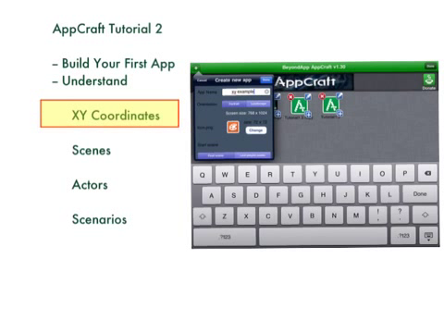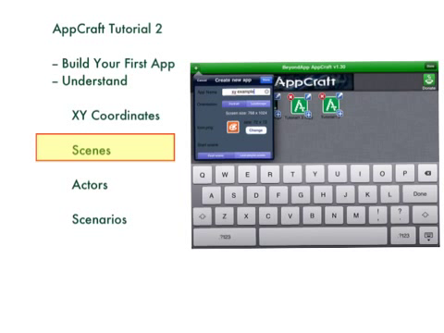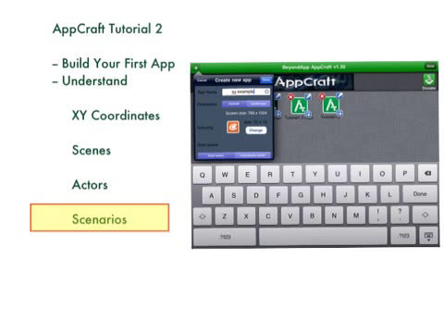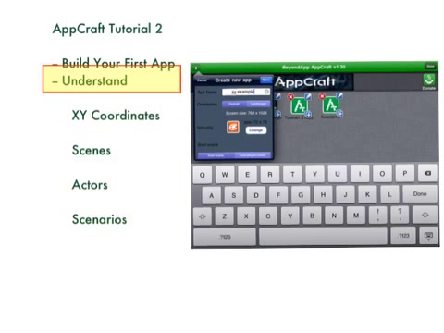First, you will learn about XY coordinates. Understanding XY coordinates is a very important part of building apps, and you'll understand how APPCRAFT displays XY coordinates. You will create a scene or a stage where your gameplay will take place. You will put actors on that stage, sometimes called objects, sometimes called sprites, that you will be able to interact with. And finally, you will give those objects power, make them interactive using scenarios. We look forward to working with you and having you create your very first app with APPCRAFT.